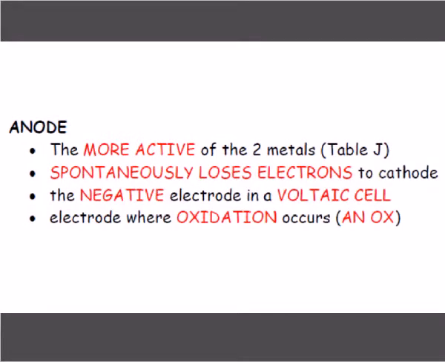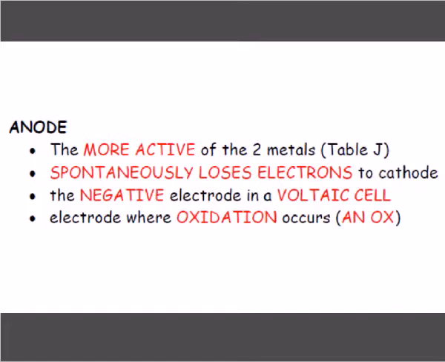So the anode, guys, if the cathode is the less active, the anode is going to be the more active of the two metals, again using table J. It will spontaneously lose electrons to the cathode. This is the negative end of the electrode in a voltaic cell. It's where oxidation is occurring. Remember, an ox, anode, oxidation. We know the pieces already of what's happening, what reduction means, what oxidation means. You just had a quiz on it.